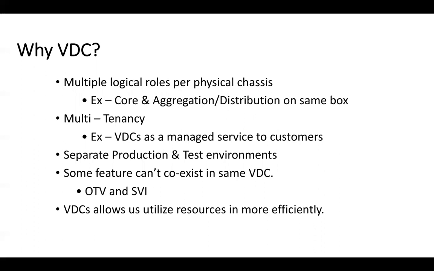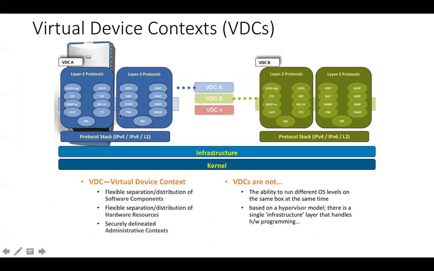Another thing is, let's say the OSPF process crashed on VDC A. It is not going to impact the OSPF process which is running on VDC B. So what we got from VDC is flexible separation for your software component and your hardware component. Make sense?